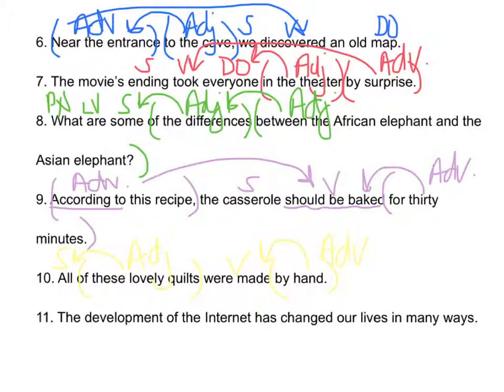Let's try orange. All right, the development of the internet has changed our lives in many ways. Of the internet, in many ways, okay? Has changed is the verb. What has changed? The development has changed. Has changed what? Lives. Great. Of the internet modifies the development, which is a noun, so it's an adjective phrase. In many ways. Lives in many ways. Has changed in many ways. Adverbial phrase.